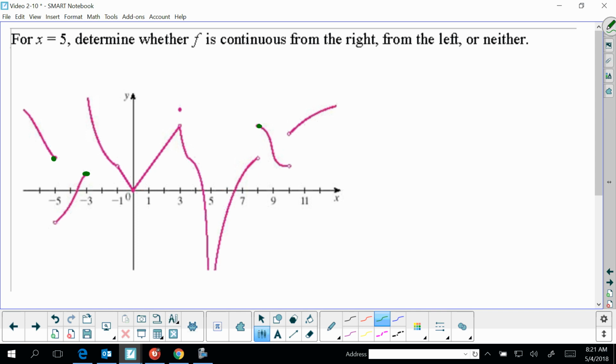Now at 5, there's an asymptote there. There's no closed circles on either side. So we would say for this one that it is neither. It is neither continuous from the left nor continuous from the right. And what that's just saying is, can you actually get to that x value all the way? Well, if so, can you get to it all the way from the left side or from the right side? Or if not possible, it would be neither.